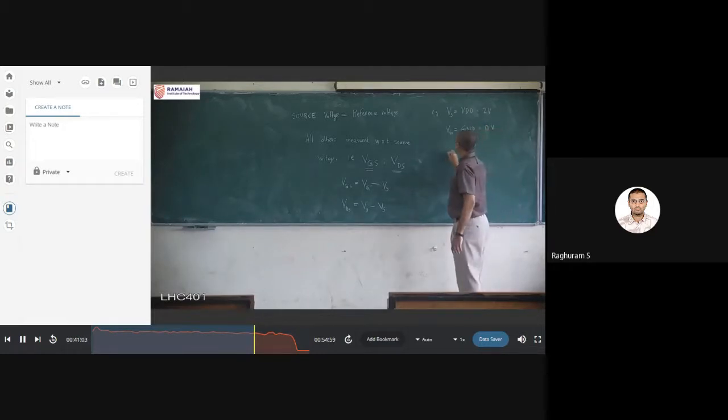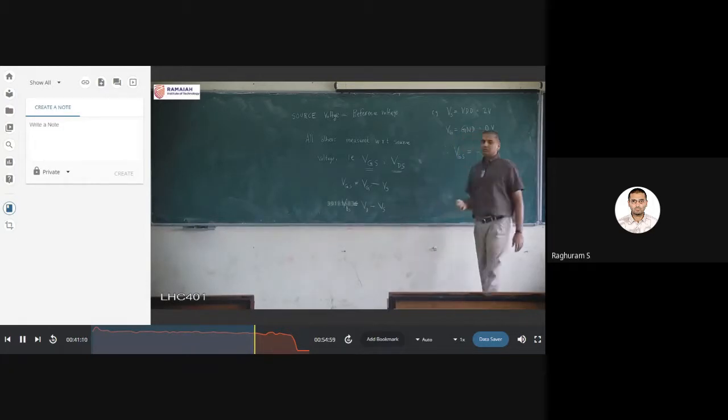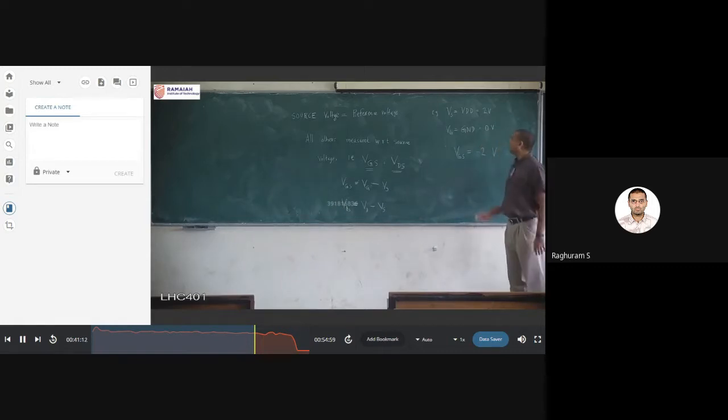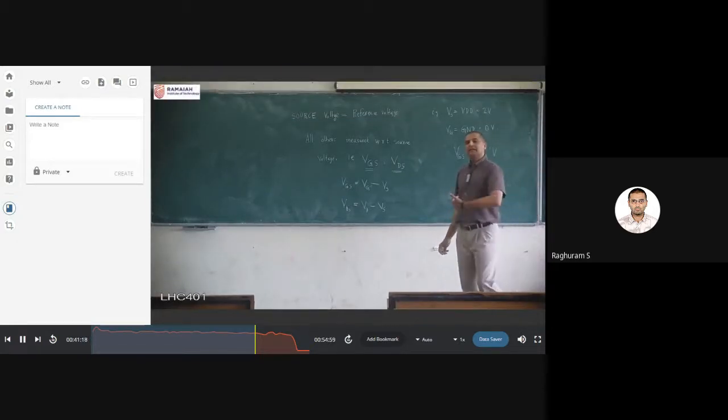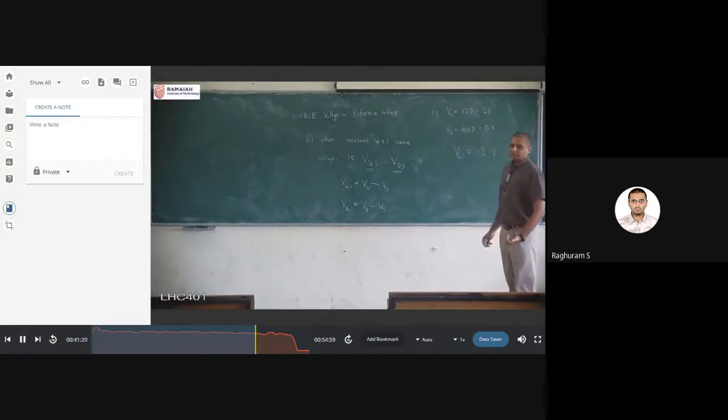Therefore, VGS equals minus 2 volts. That is how we can get negative values. 0 minus 2, we will get minus 2 volts. And this is how we can get a negative value for PMOS transistors. A positive value for an NMOS transistor is normal. We don't have to worry about that. We will get that automatically.